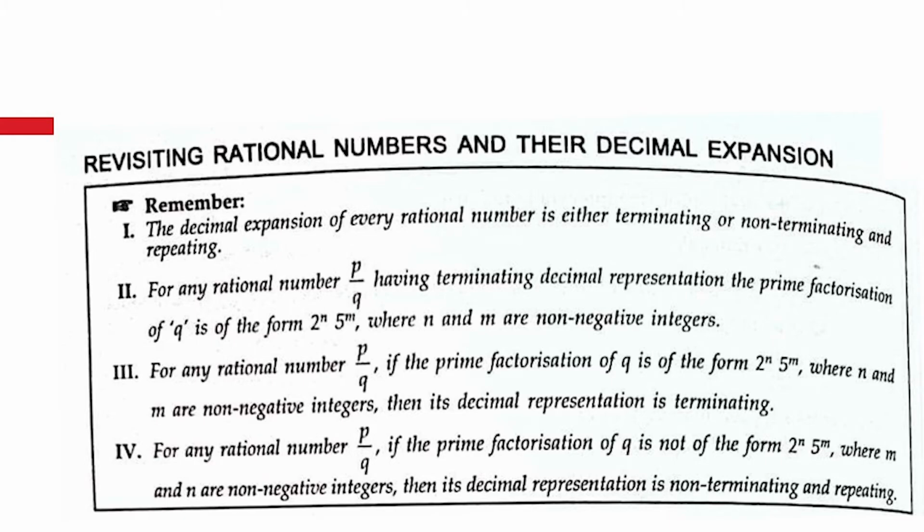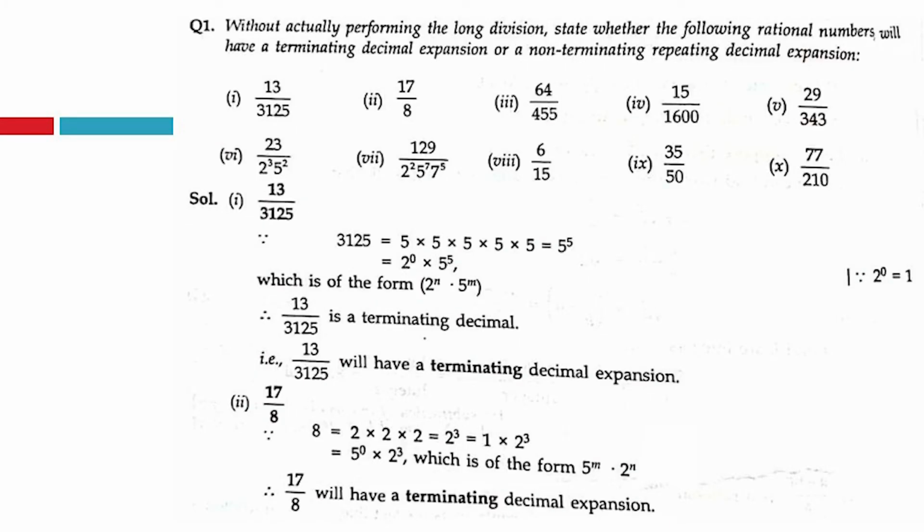non-terminating and repeating. Our question: without actually performing the long division, state whether the following rational numbers will have a terminating decimal expansion or a non-terminating repeating decimal expansion. First question, 13 divided by 3125. 3125 equals 5 into 5 into 5 into 5 into 5 equals 5 raised to 5.